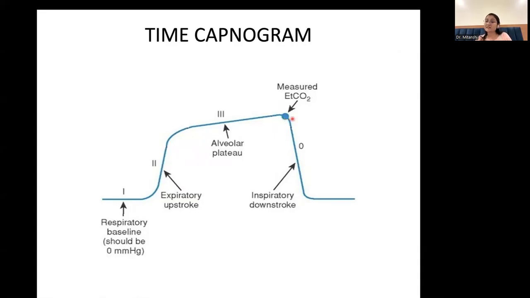So here, my CO2 levels are going down and my oxygen is increasing. And here is my inspiratory value. So this is called as inspiratory downstroke. We'll understand it further with the slides.